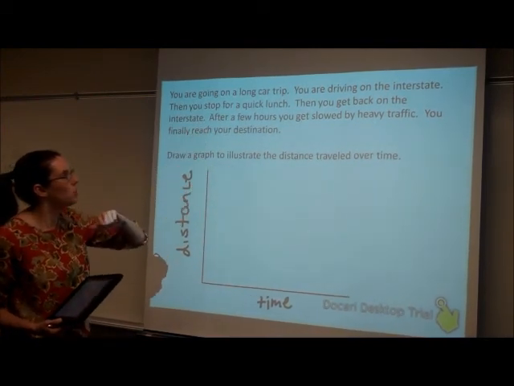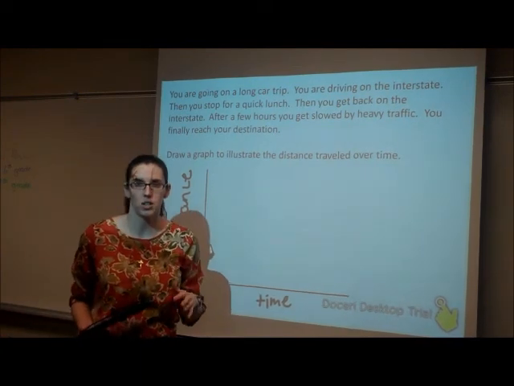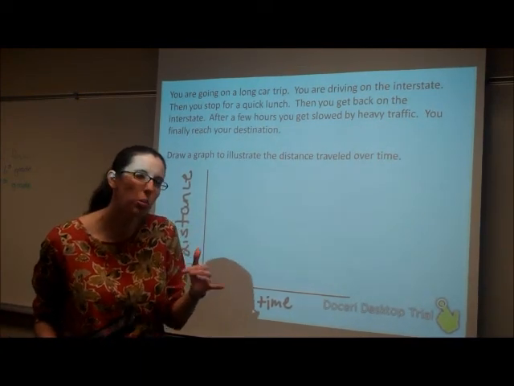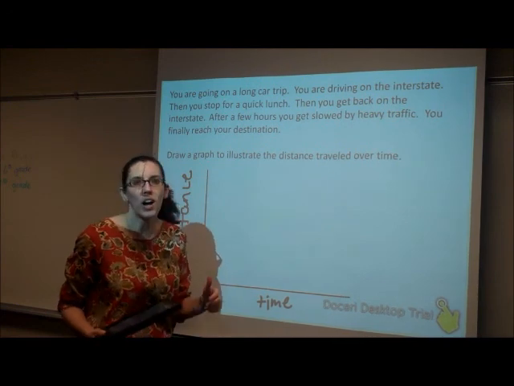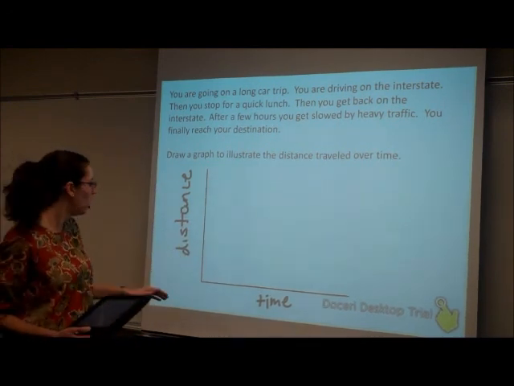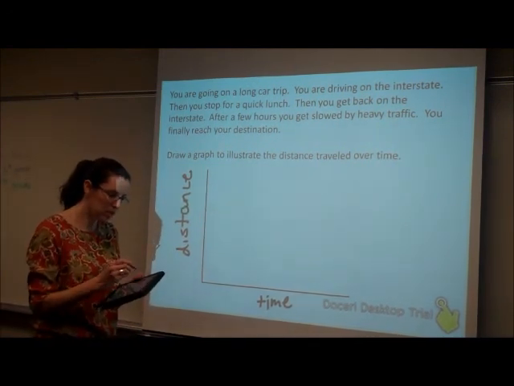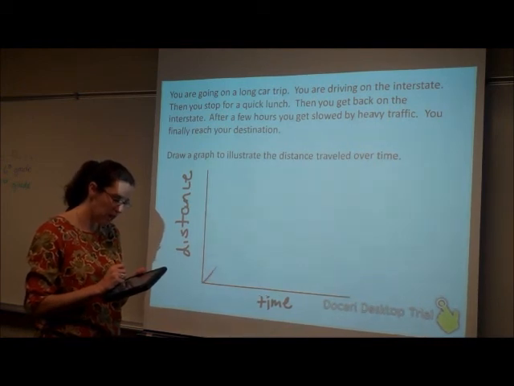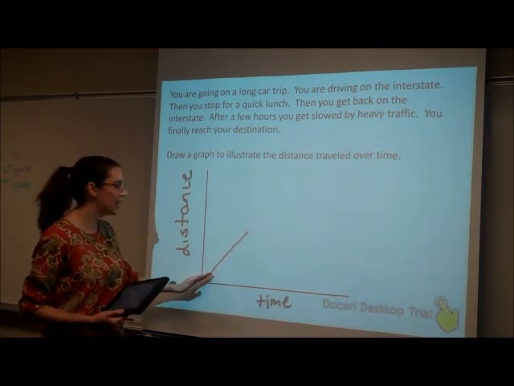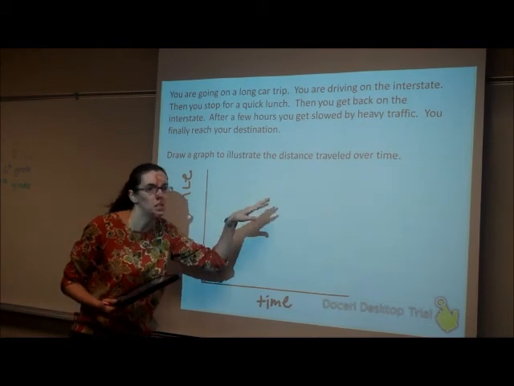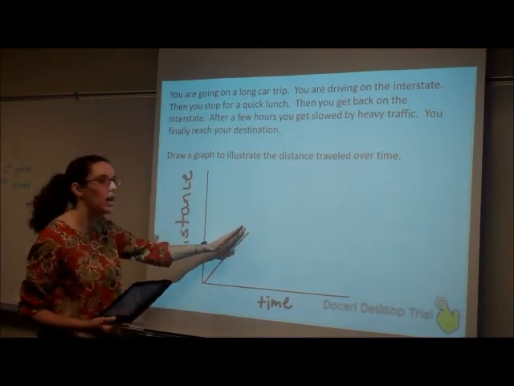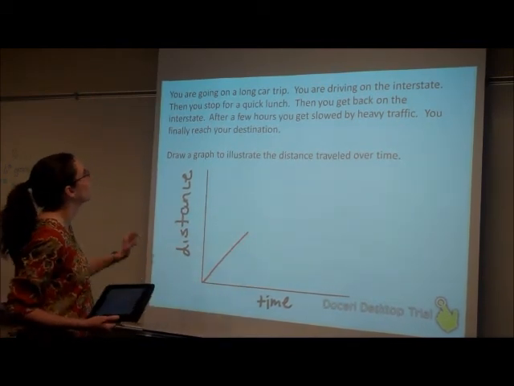So the first thing we do is we're driving on the interstate. Usually on an interstate you're driving pretty quickly and at a pretty steady rate. So our line is going to be coming up at a consistent rate. It's not going to be a jagged or swirly line. That's going to be a pretty straight line.